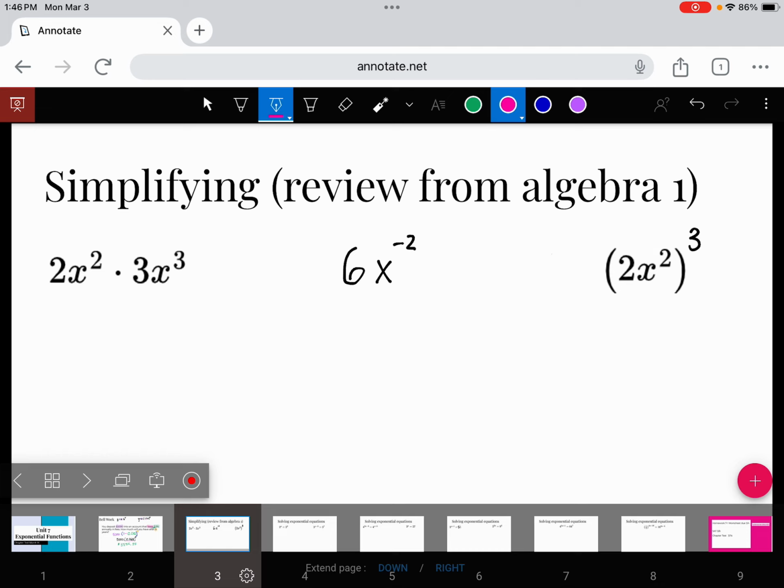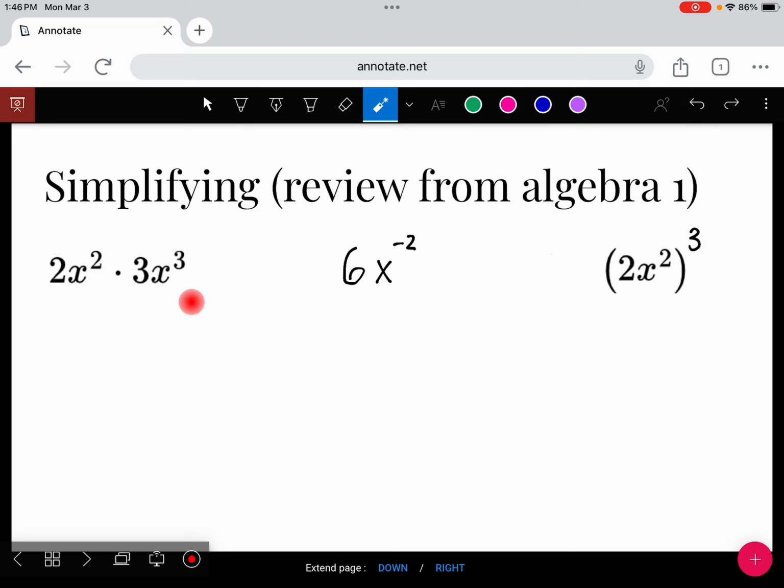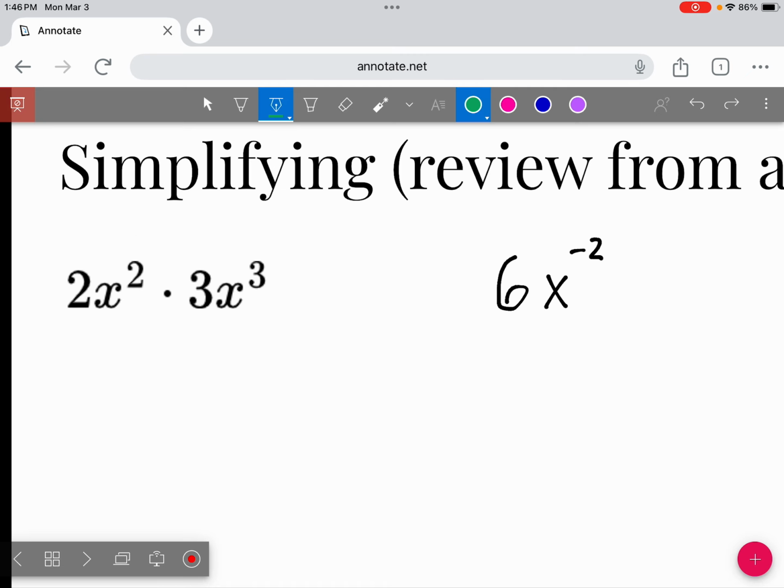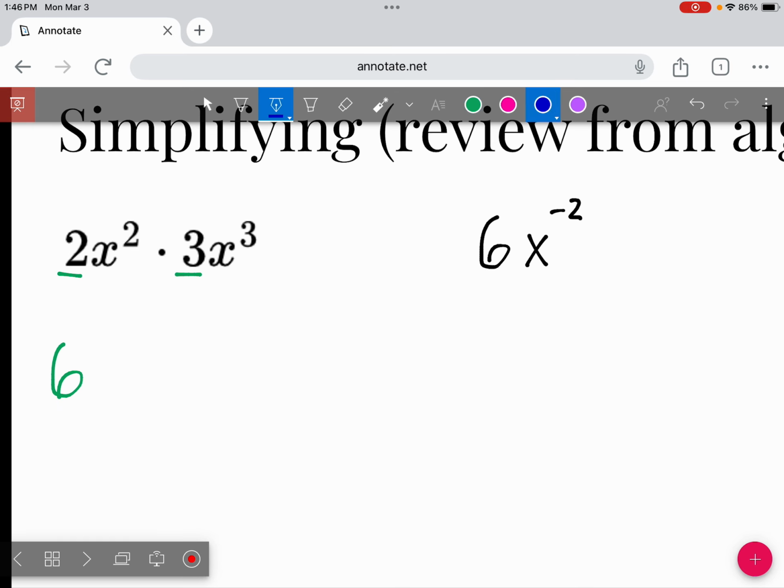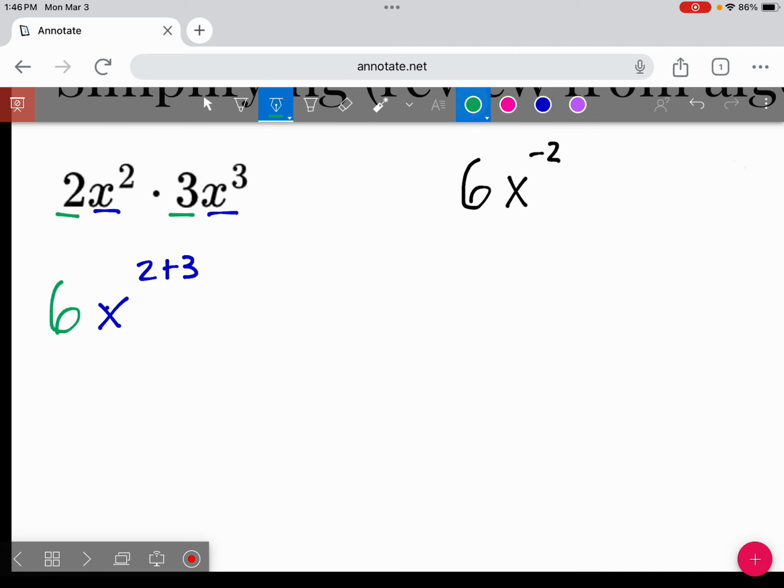Looking at our left one here, we've got 2x squared times 3x cubed. What will we get if we simplify this? Yeah, so our numbers are multiplying together: 2 times 3 is going to give me 6. When we multiply the bases on these things that have exponents, what do we do with those numbers? Add them, 2 plus 3. So this one would wind up being 6x to the 5th. When we multiply our bases, we add our exponents.